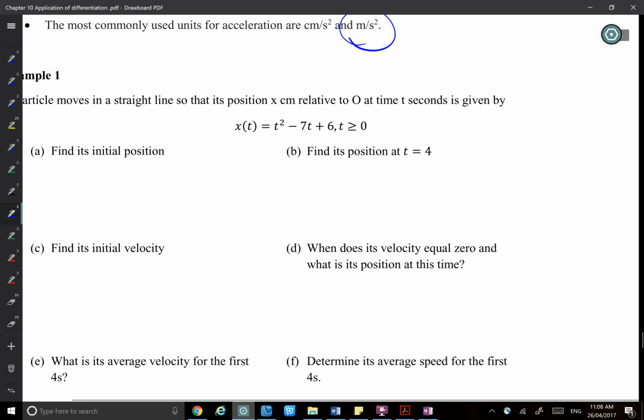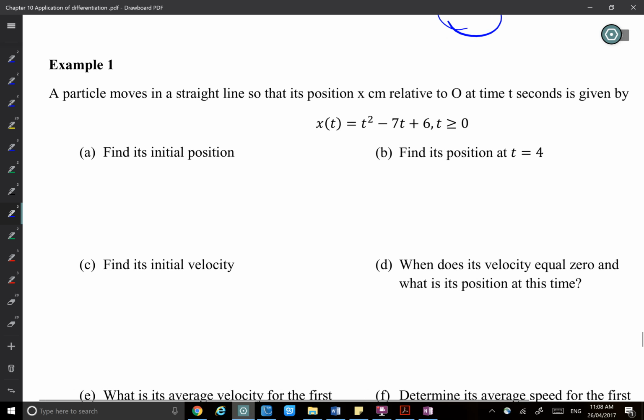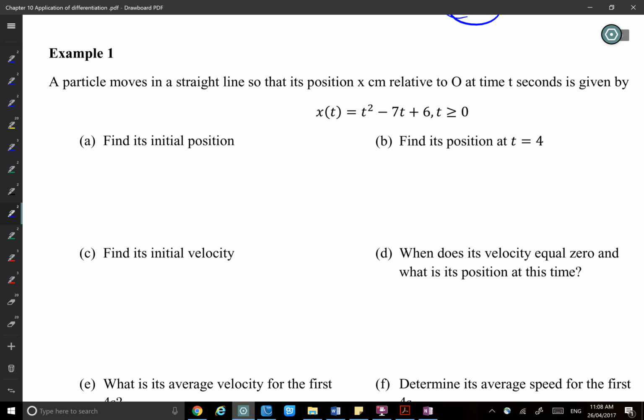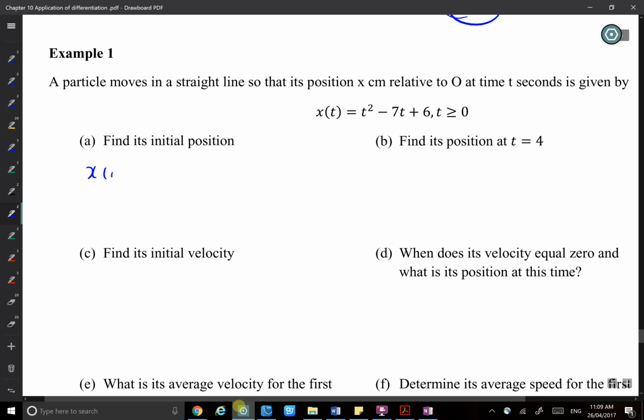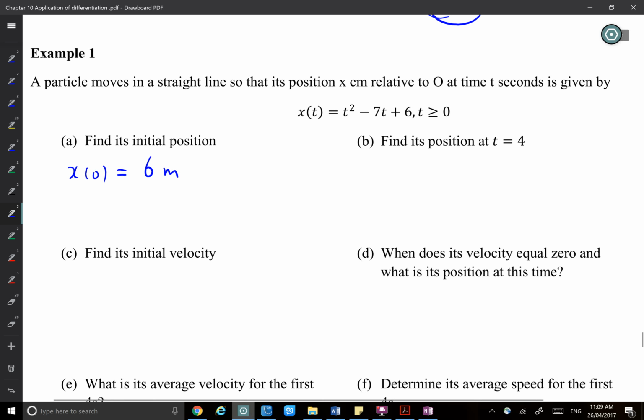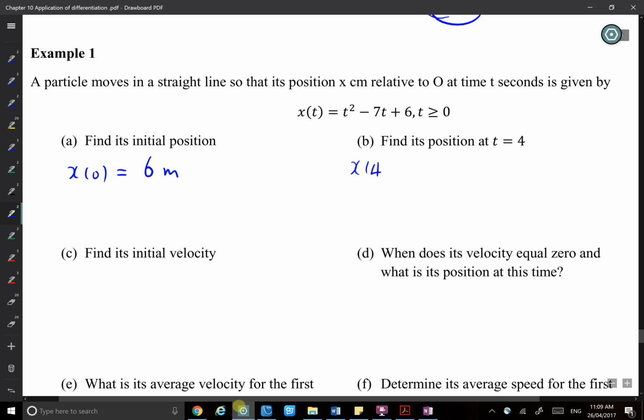Okay, example 1. A particle moves in a straight line so that its position x centimeters relative to O at time t seconds is given by that. Okay, you know your xt graph, then you can find your vt graph, you can find your at graph. Find the initial position. The initial position must be x0. x0 equals 6, to the right of O. Find its position at t equals 4. If you want to know t equals 4, you want to know x4.